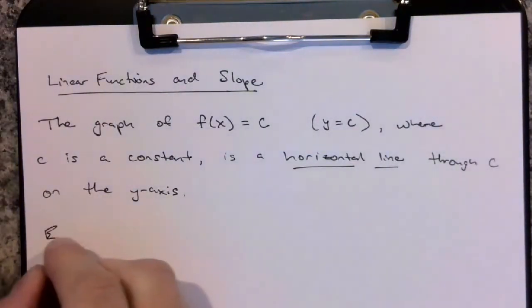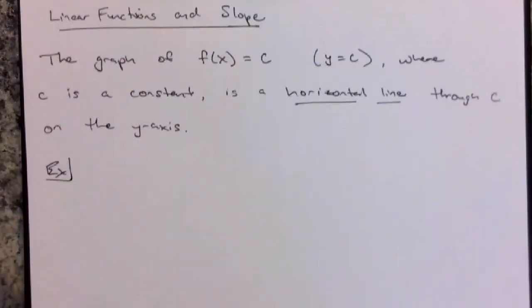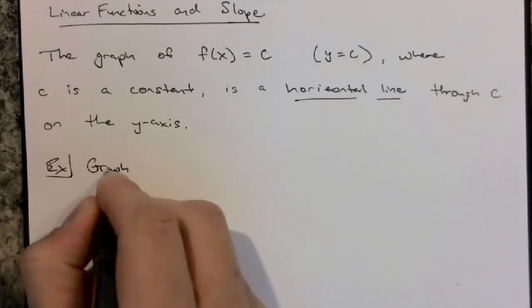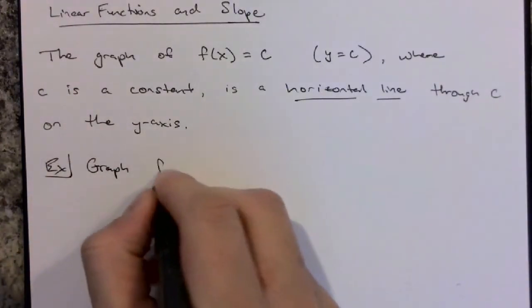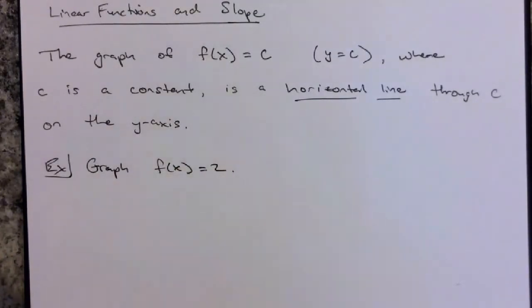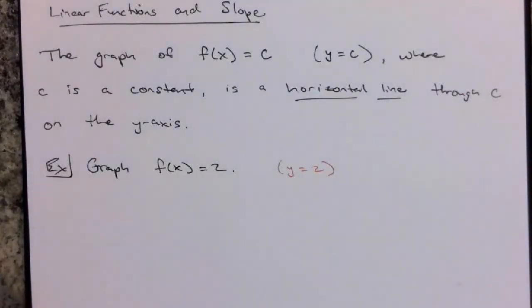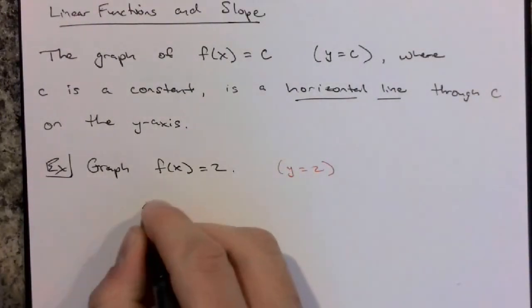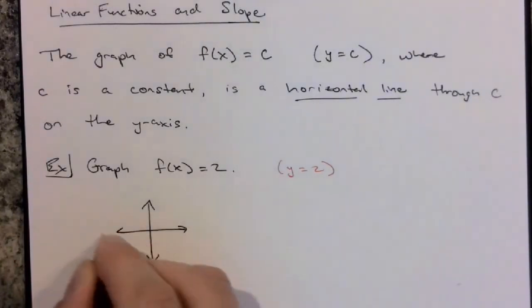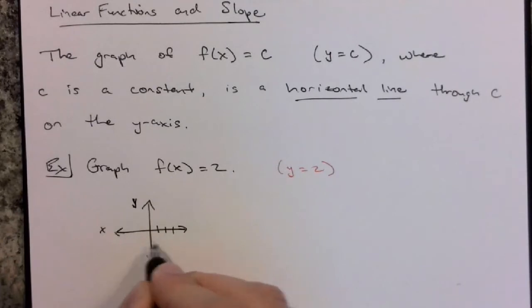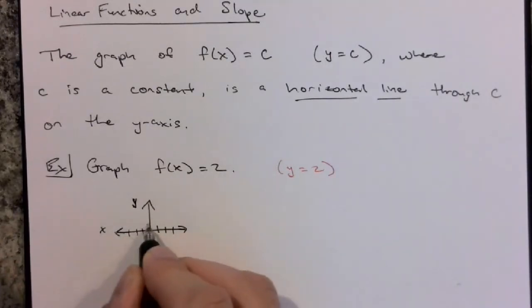So just a quick example here, graphing it. If I was to graph something like f of x equals 2, remember, that's the same as saying the line y equals 2. I'll sketch it on a little x and y axis. Here's x, here's y. We will assume these are all 1 apart. So 1, 2, 3, 1, 2, 3, 1, 2, 3.